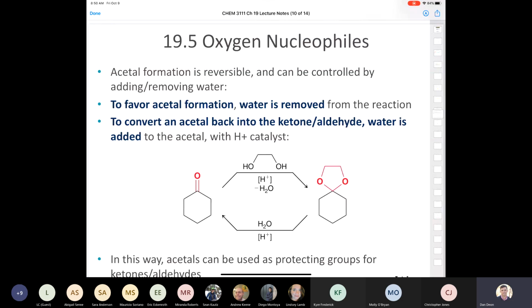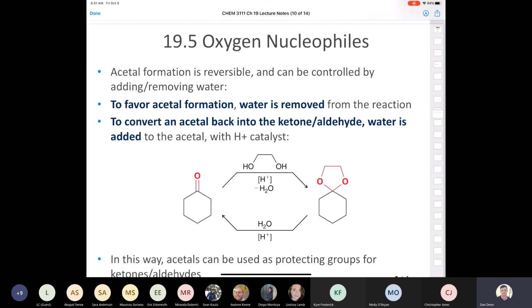The acetal formation is a reversible reaction. We've looked at a couple of reactions that are reversible. Think about the formation of a sulfonic acid that we looked at in chapter 18. We formed the sulfonic acid by treatment of an aromatic ring with sulfuric acid. Then we removed that sulfonic acid, the SO3H, using dilute sulfuric acid.